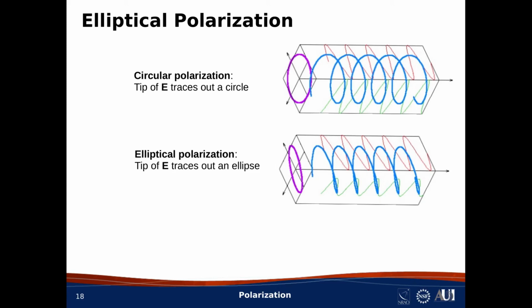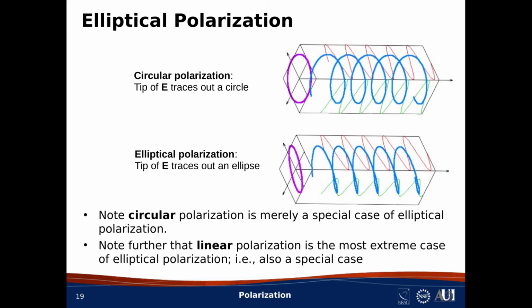The thing that might stand out about elliptical polarization is that it would seem that there are a lot of ways that the magnitude of the electric field vector can change as it rotates. And that's absolutely true. In fact, circular polarization is merely a special case of elliptical polarization, namely the special case in which the magnitude of the electric field vector remains constant.